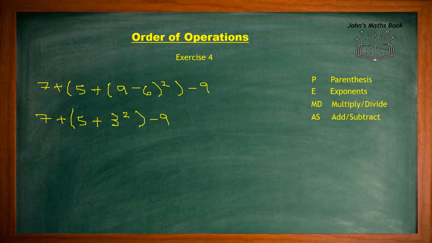So we have 7 plus 5, and in this bracket, we've got an exponent, so we have to do that before we do the plus. So plus 9, which is 3 squared, end bracket, minus 9. So then we have 7 plus, and then we'll do the bracket. So 5 plus 9 is 14 minus 9. And this equals 7 plus 14 is 21 minus 9, which gives 12.